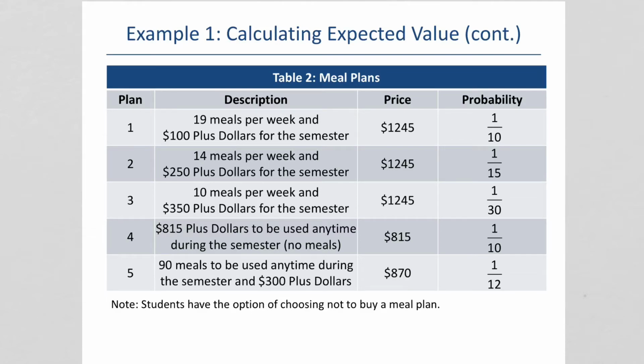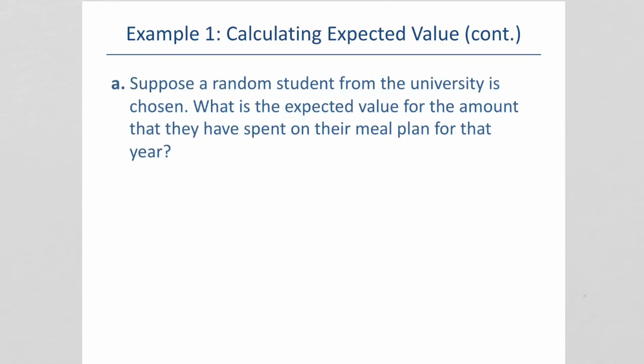So the first meal plan would be 19 meals per week and $100 plus for the semester. And its price is $1,245, and the probability of students getting this plan is 1 in 10. And you can see there's 5 different plans here. Suppose a random student from the university is chosen. What is the expected value for the amount that they have spent on their meal plan for that year?